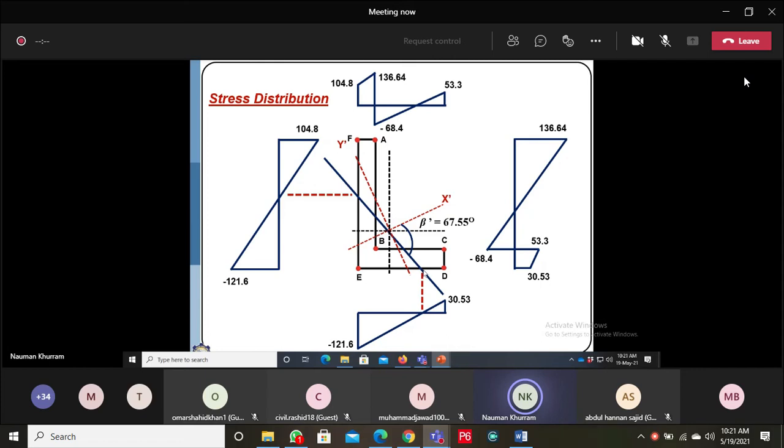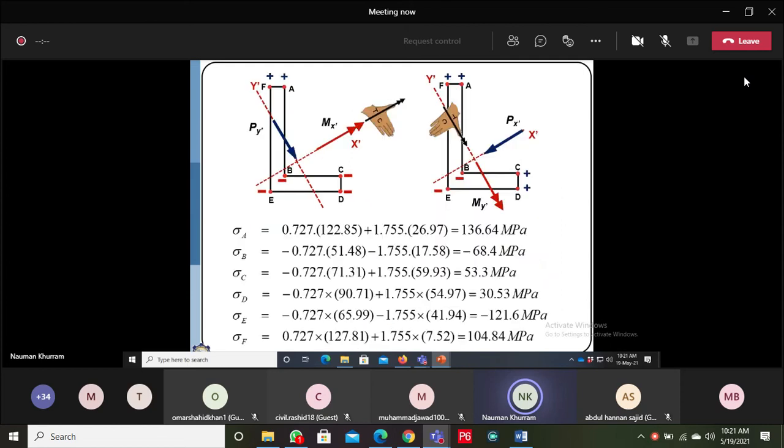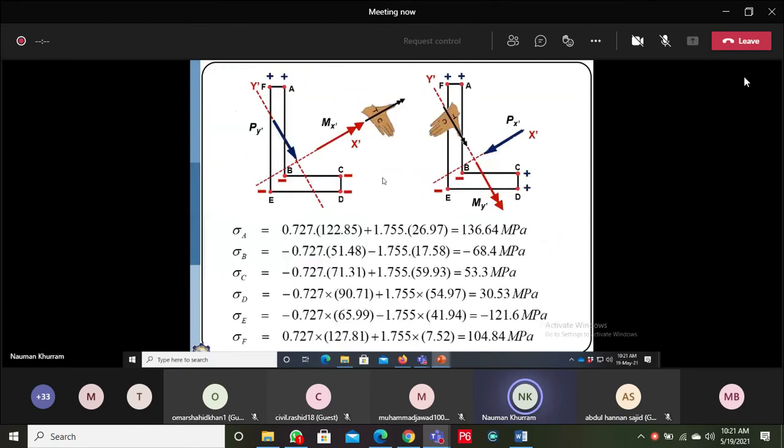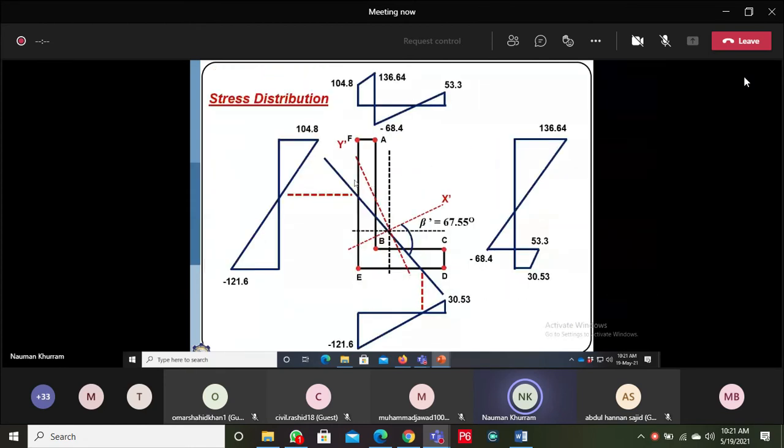So 2 points where the stresses are 0, if you are joining them, then we are having a line or an axis along which the stress will be 0. So this is the graphical determination of the orientation of the neutral axis. If you are sketching this diagram on a proper scale, and measuring the angle from the x principal axis, this value will be exactly or approximately equal to the value 67.55 degrees that you have computed by this equation.